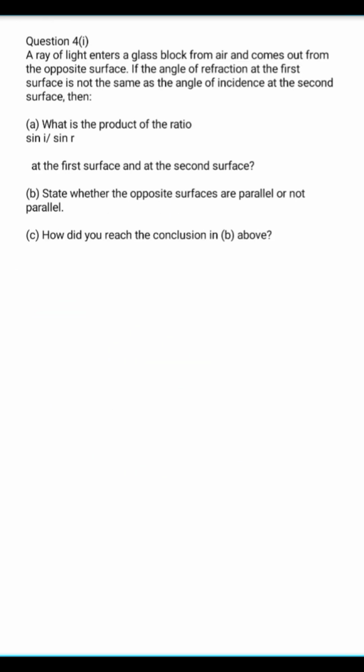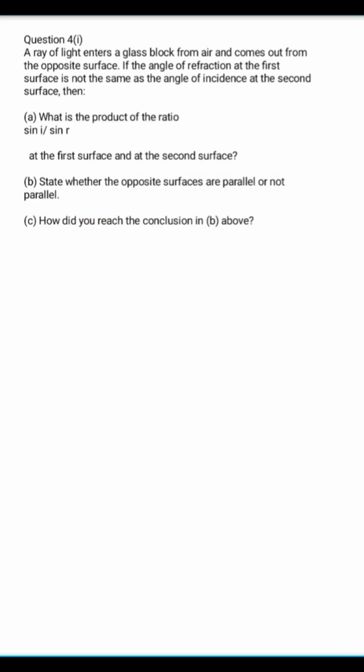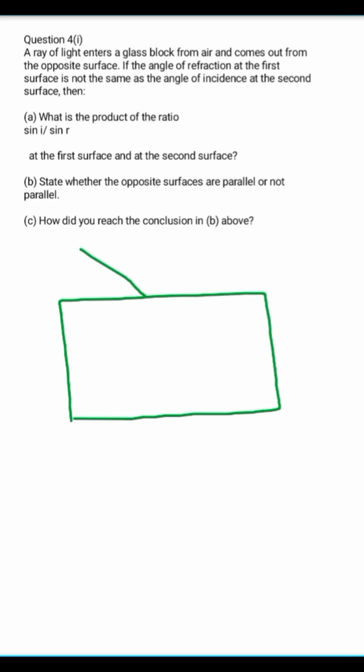A ray of light enters a glass block from air and comes out from the opposite surface. If the angle of refraction at the first surface is not the same as the angle of incidence at the second surface, then what is the product of the ratio sin i to sin r at the first surface and at the second surface? Okay, so we have a glass slab. A ray of light is incident on it. Then it refracts and it then again moves out of the glass slab.